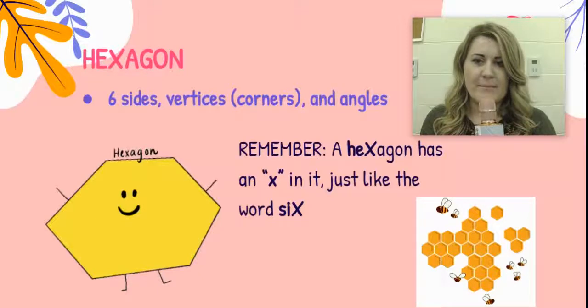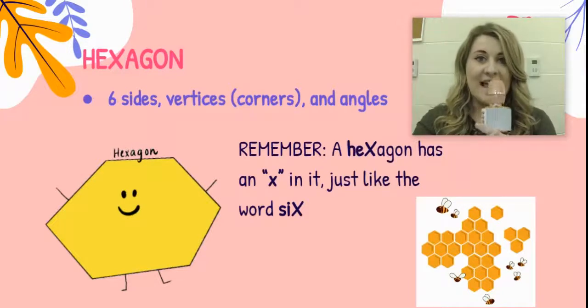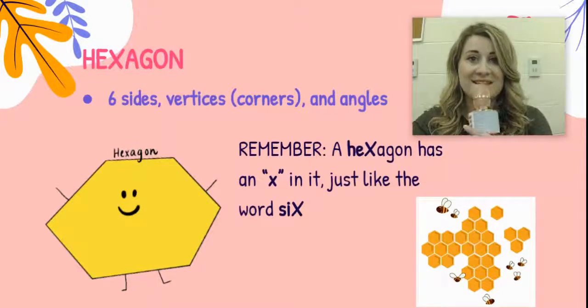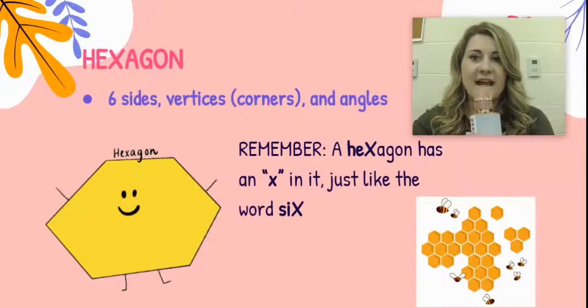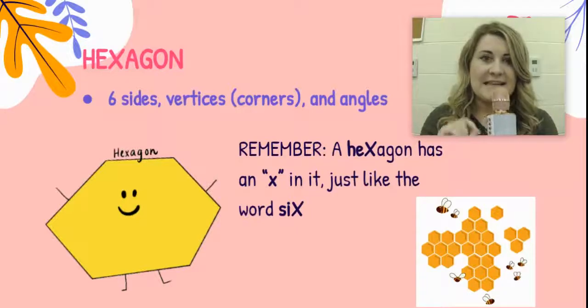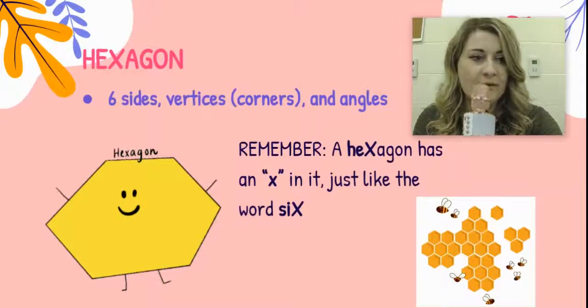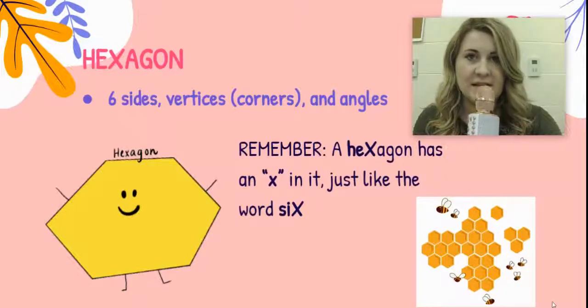This is how we're going to remember hexagon. Hex has an X in it. It's the only one that has an X in it, just like the word 6 is the only one today that has an X in it. So hex and 6 go together. Hexagon has 6. These are also the shapes that bees make when they are making their hive, which I just think is a cool fact. So these are little hexagons down here.